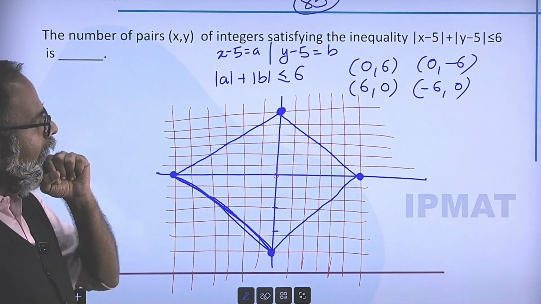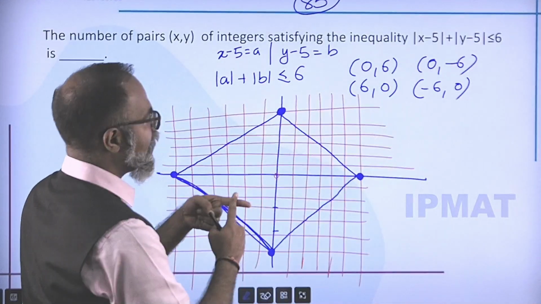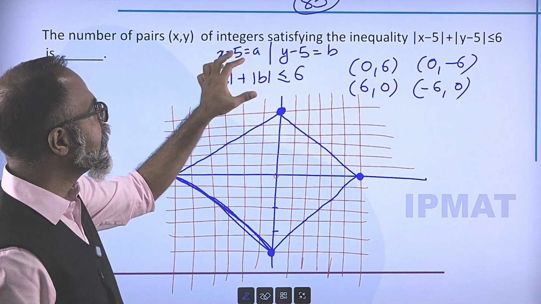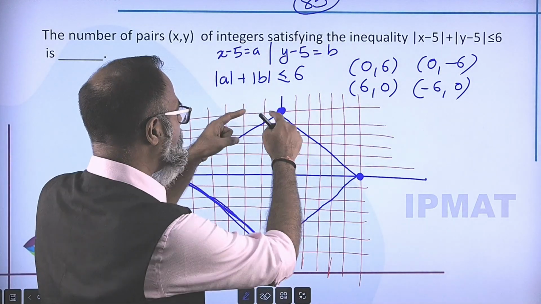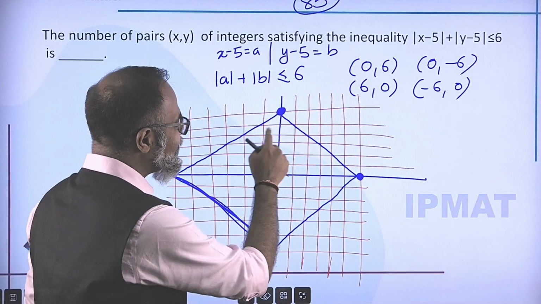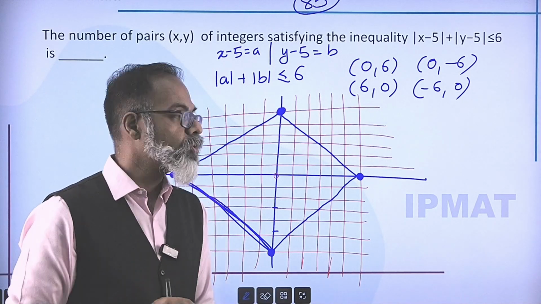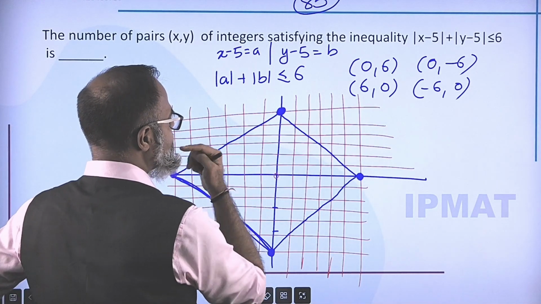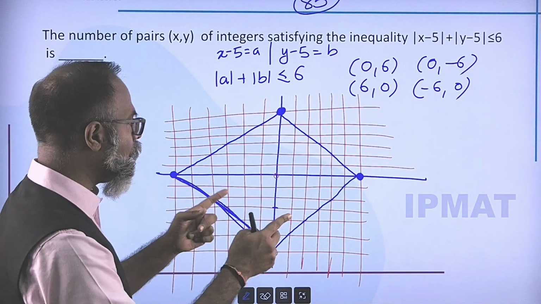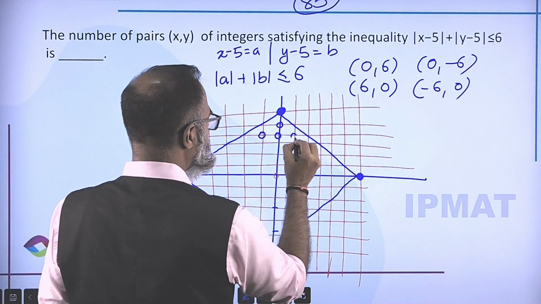Okay. Now, all I have to do is find out how many intersecting points are there, because all these intersecting points are exactly the points which will give you the sum less than or equal to 6. So any point on the line is going to be 6, and any point within the line is going to be less than 6, right? So let's count how many such points exist. We are not going to take into consideration the lines first. So within, how many points are there? Let's see. So 1, 2, 3, 4.